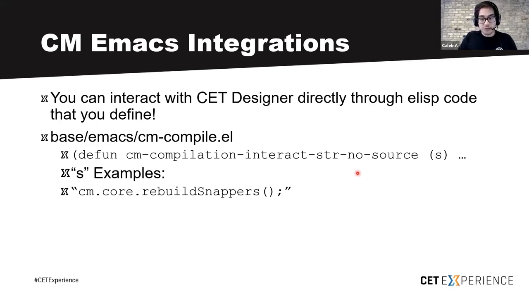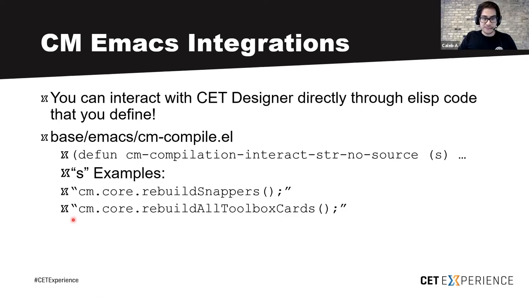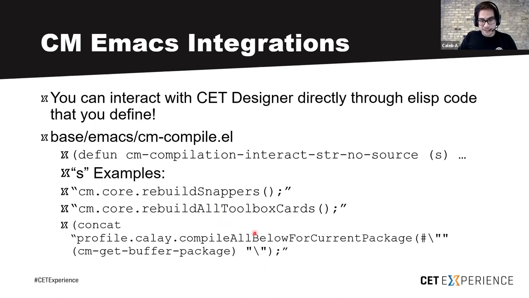Or when you have new library buttons and you have to go into CET Designer and press Shift F5. Call what Shift F5 does with this string. You can even use Lisp in between to grab current buffer or file or package information or whatever.